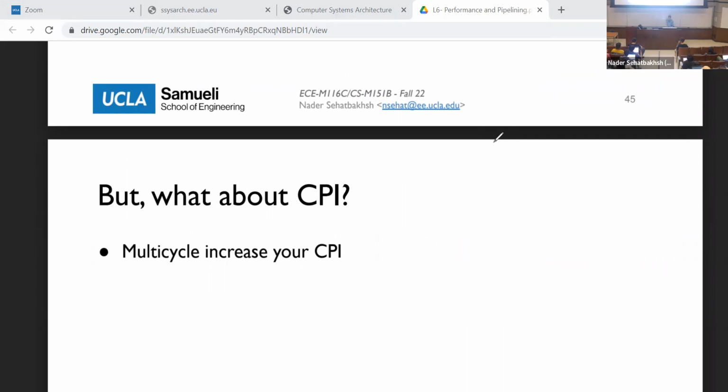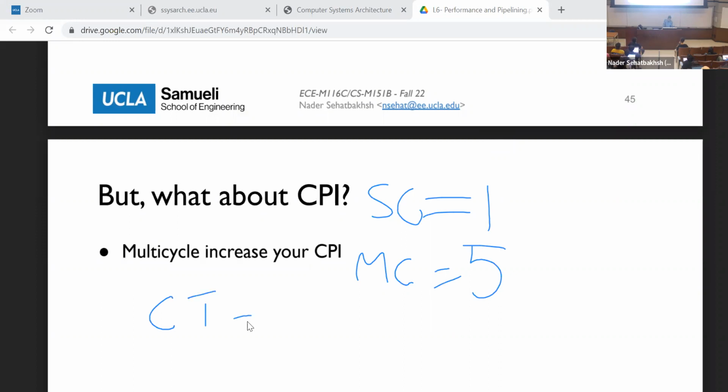But unfortunately, our CPI also increases, because in single cycle, we assumed our CPI was equal to 1. In single cycle, it was equal to 1. But with this multi-cycle design, our CPI is now equal to 5. And if you look at the CPU time, our number of instructions stays the same, so our IC stays the same. Our CPI becomes 5 times the previous value.